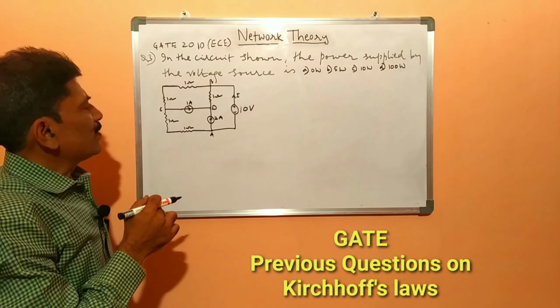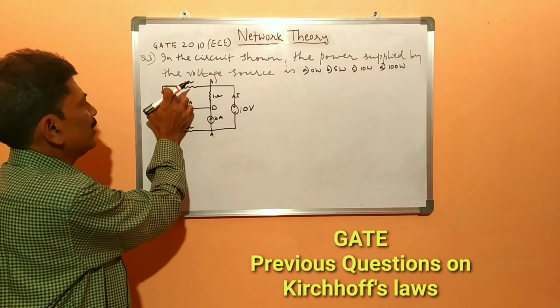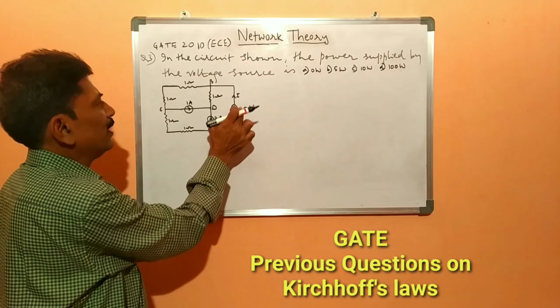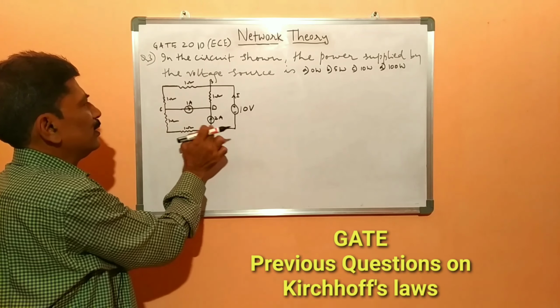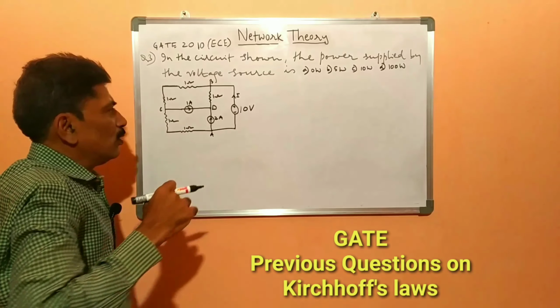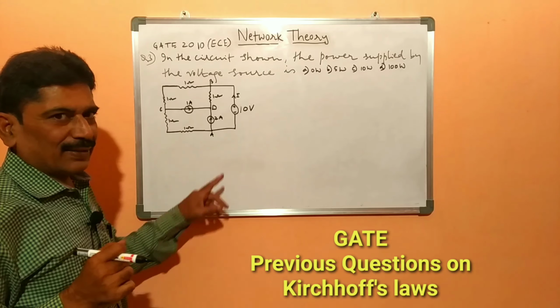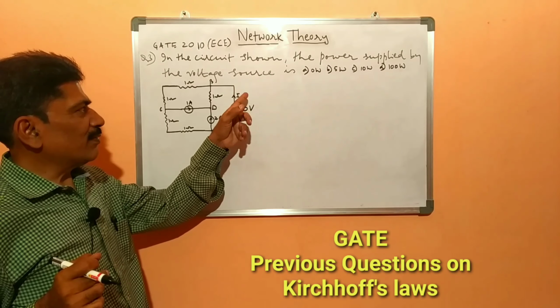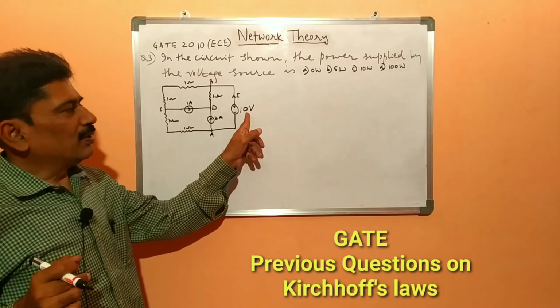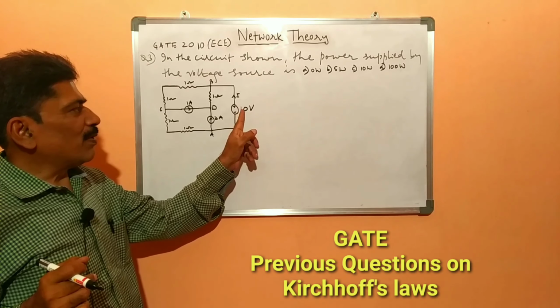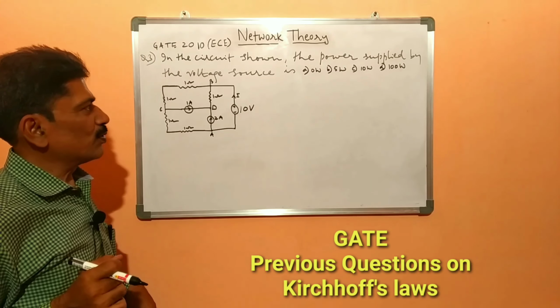And let I be the current delivered by the voltage source. Now let us find out the currents in the other branches in terms of I only, and then apply Kirchhoff voltage law to the outer loop to find out the value of current. After finding the value of current, you just multiply this current with this 10 volts to get the power delivered by the voltage source.